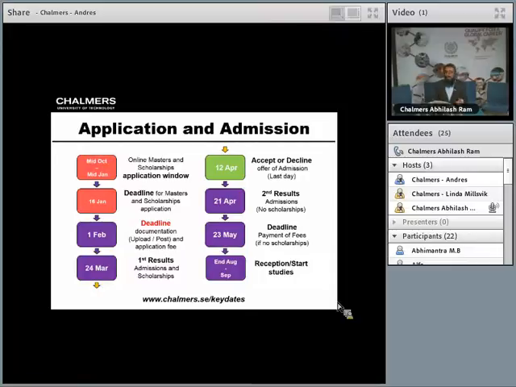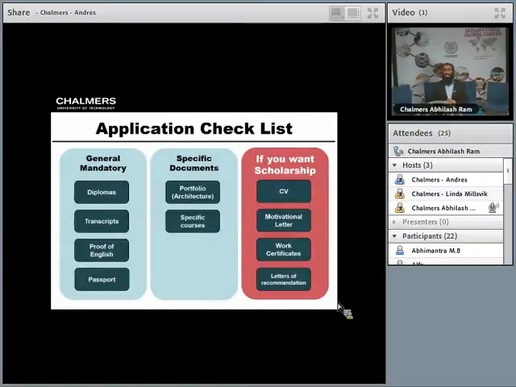So if you've gotten a scholarship or not, it doesn't matter. Whatever amount of fees you're supposed to pay, you pay it before the 23rd. And finally, you will arrive at Chalmers at the end of August. All right. On the next slide, you can find more information about these key dates and explanations on chalmers.se/keydates. On the next slide, we look at the checklist for applications.